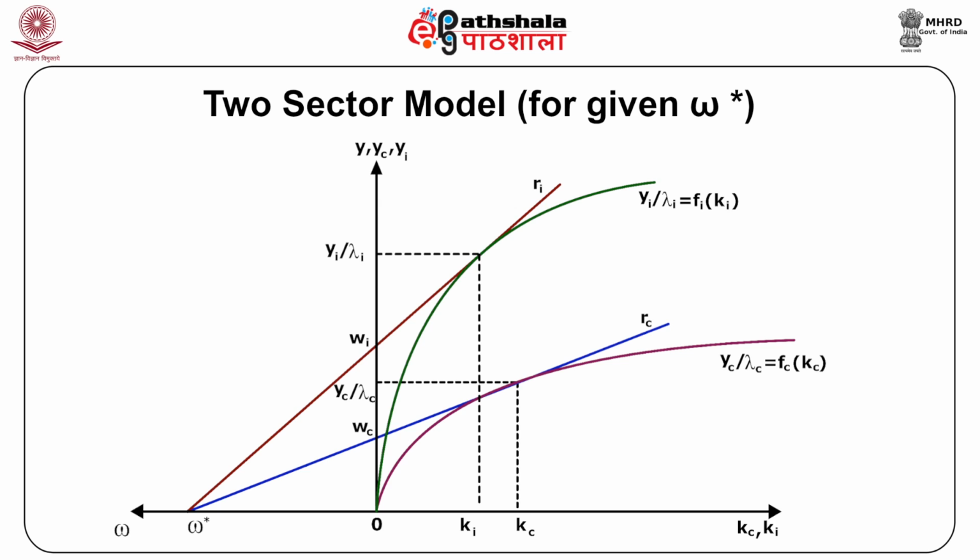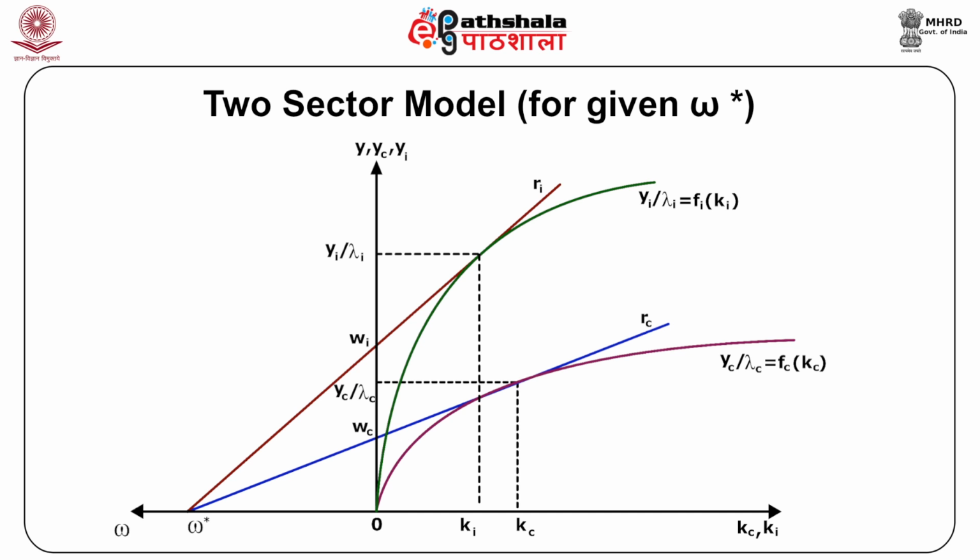Similarly, we can also find a solution with a given value of omega, that is the factor price ratio. This can be observed from the figure. In this figure, the given factor price ratio, omega star, will set a point on the horizontal axis from which emanate two rays, one with slope RC and the other with slope RI, corresponding to the marginal products of capital for the consumer goods and the investment goods industries. These rays form tangencies with the intensive production functions of both the consumer goods and capital goods industries at points EC and EI respectively, which translate into resulting capital labor ratios KC and KI.